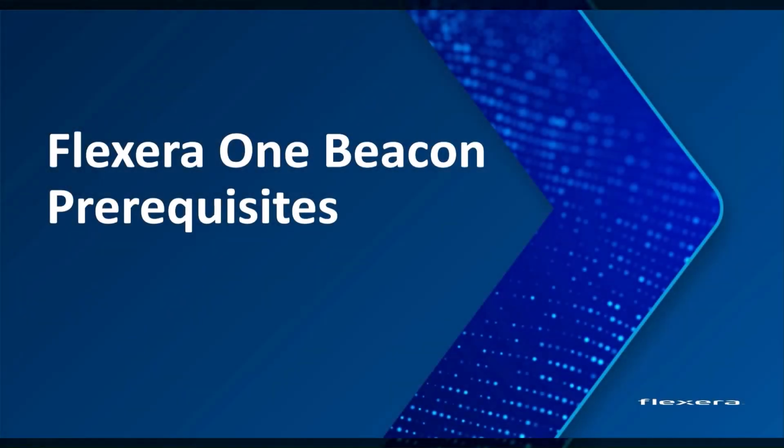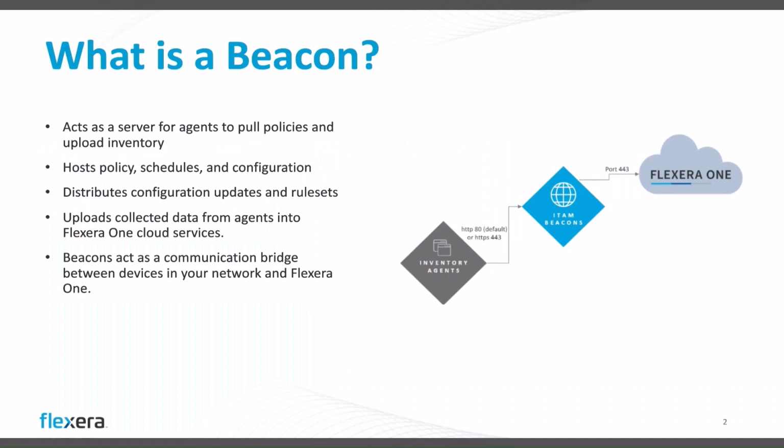Welcome! In this module, we'll introduce the role of the Flexera 1 beacon and why its configuration is essential. The beacon acts as the secure communication hub between your endpoints and Flexera 1. It distributes machine policies, handles inventory and usage uploads, and ensures that your devices can reliably report hardware, software, and compliance-relevant data. The beacon is responsible for hosting all the configuration and policy information that Flexera inventory agents require.